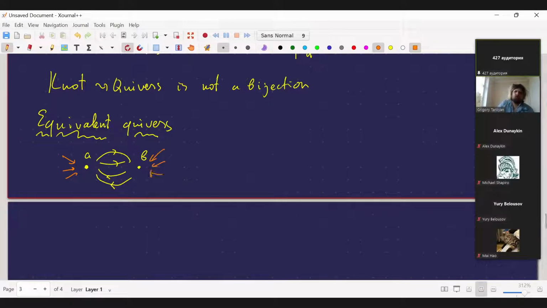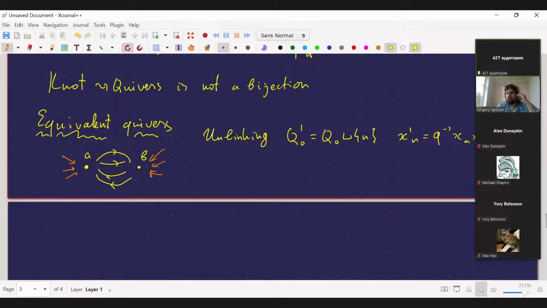Then we have an operation of unlinking of two vertices or two knots in the quiver. So we add Q0 prime, which is Q0 together with one more vertex. And we put by definition x prime n to be q minus 1 x_a x_b. So those are variables which we saw above in the motivic generating function.